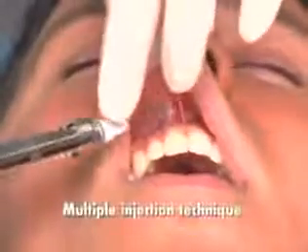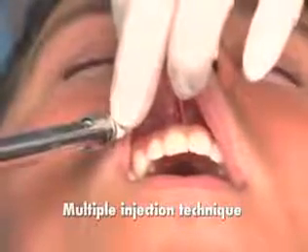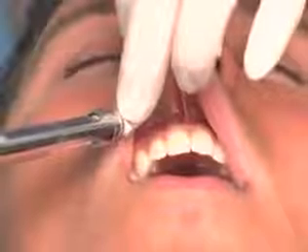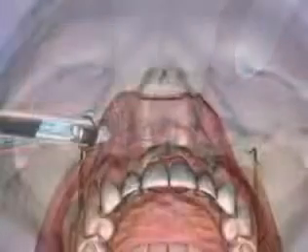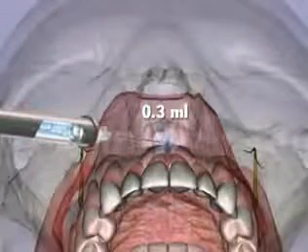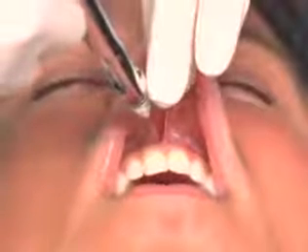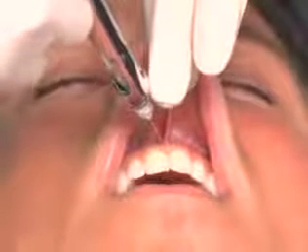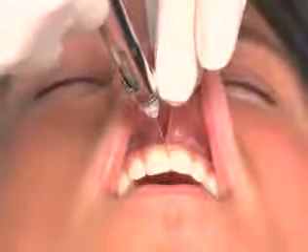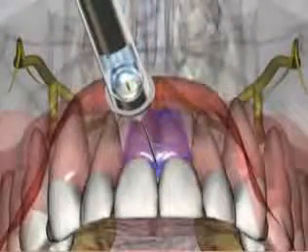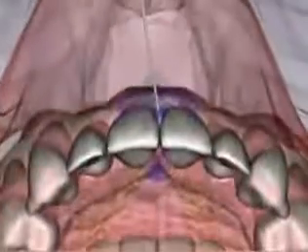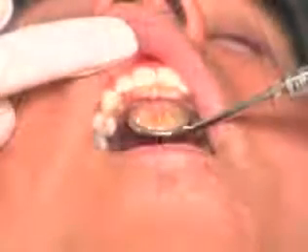In the multiple injection technique, the first injection is an infiltration into the labial soft tissues between the two central incisors. 0.3 mL of anesthetic is administered. The second injection is an infiltration into the now numb papilla between the two central incisors. Local anesthetic is administered as the needle is advanced until blanching is noted on the palatal soft tissues.